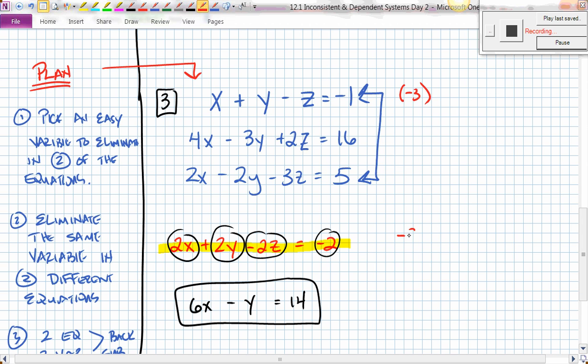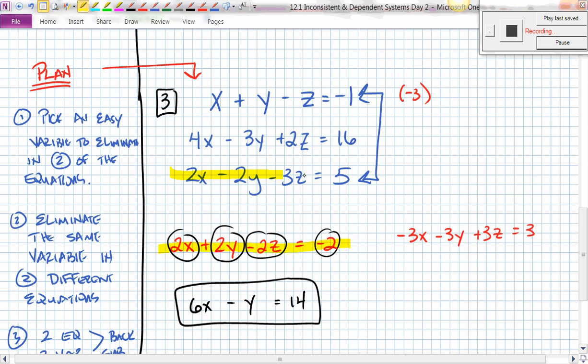Negative 3 times x is negative 3x. Negative 3 times y is negative 3y. Negative 3 times negative z is a positive 3z. Negative 3 times a negative 1 is a positive 3. Did I do that right? Check my work. Thanks a lot. Equals 3. Is that good? Okay, now, again, same trick.